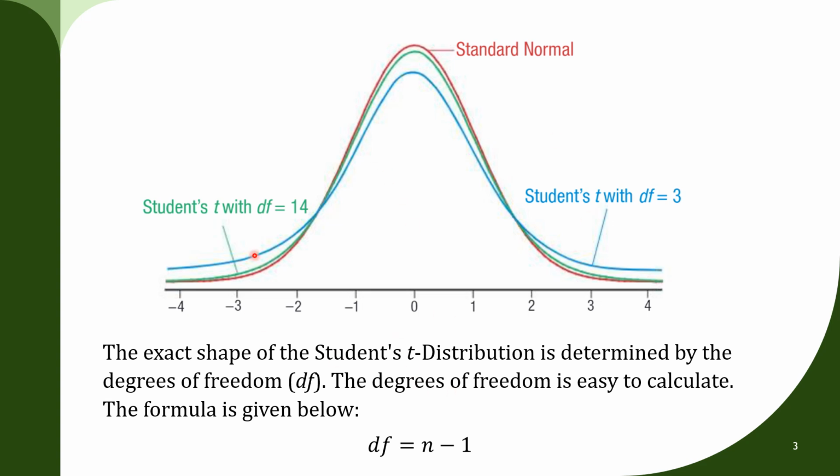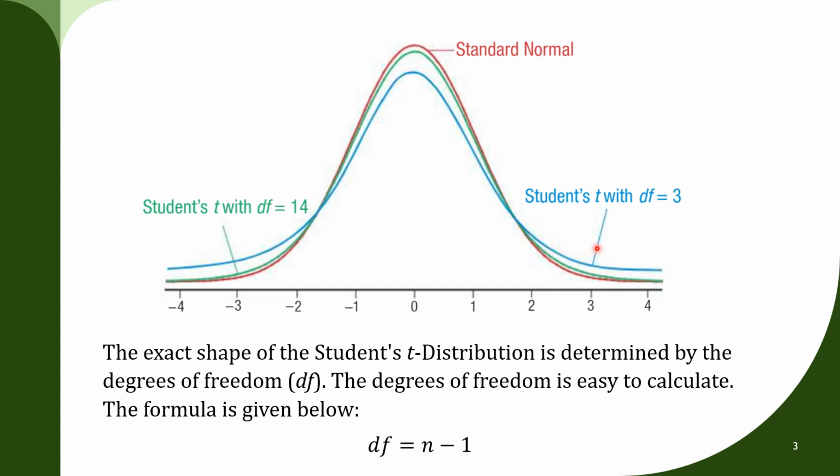All right, so here's a picture of the student's T distribution. In red, you've got the standard normal distribution. And then in green and blue, you've got some examples of the student's T distribution. The shape of the student's T distribution is going to vary based on what we call its degrees of freedom. And the degrees of freedom is just equal to the sample size minus 1. Right, and before I get into degrees of freedom, I just want you to compare the standard normal distribution with the student's T distribution.